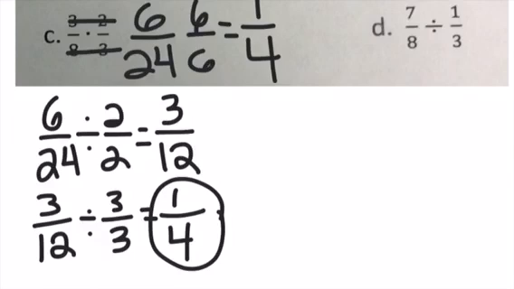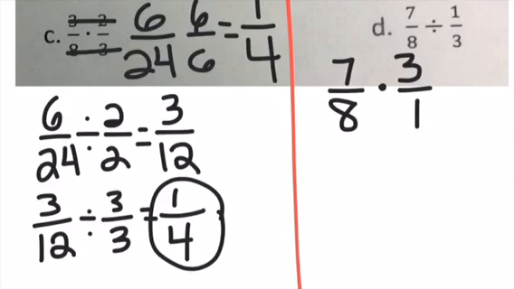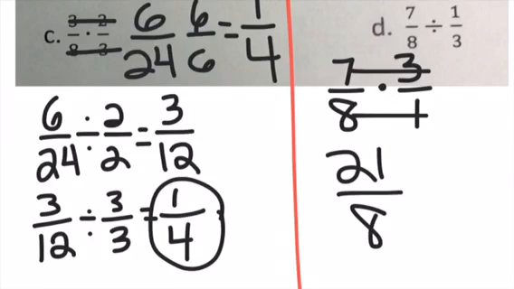Let's look at D. 7/8 divided by 1/3. So I'm going to keep the first fraction, I'm going to change division to multiplication, and I'm going to flip the second fraction. Now I have a pretty straightforward example where I am just multiplying. 7 times 3 gives me 21. 8 times 1 gives me 8.